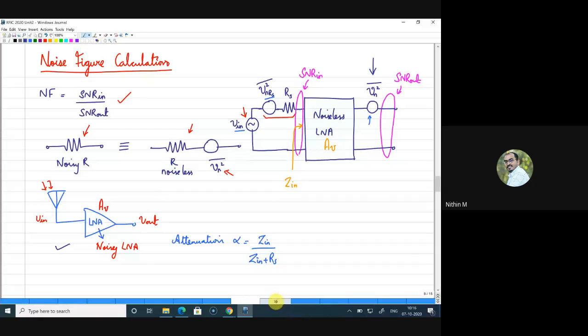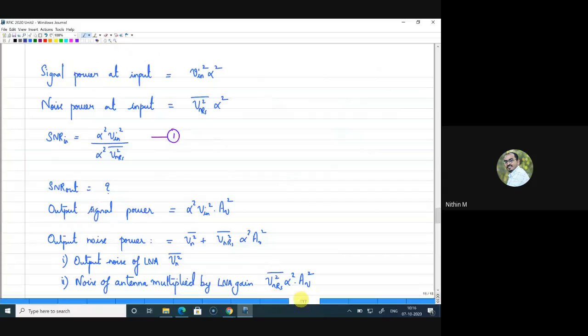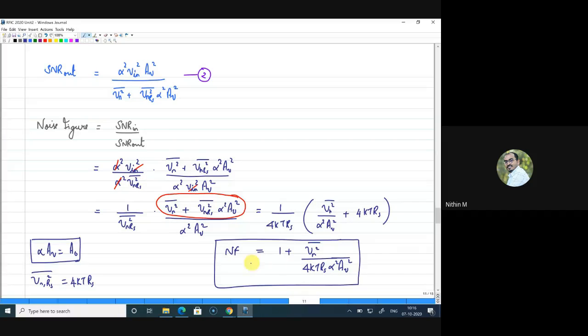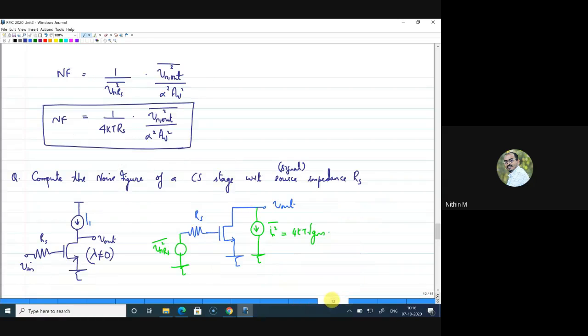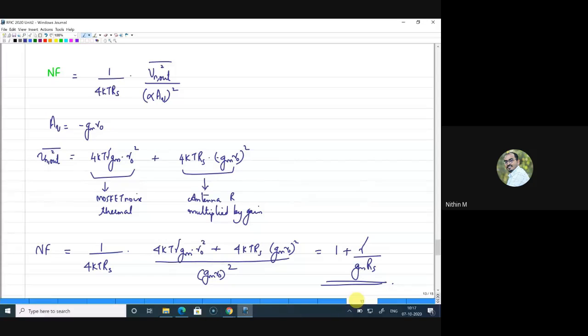Now, based on that, we have arrived at the expression for noise figure. In two ways we represented. One is in terms of 1 plus Vn square bar divided by 4 kTRS into alpha square AV square. The other one is by just representing the total output noise. We have written in this form as well. And based on that, we have solved one or two numericals to calculate the noise figure.